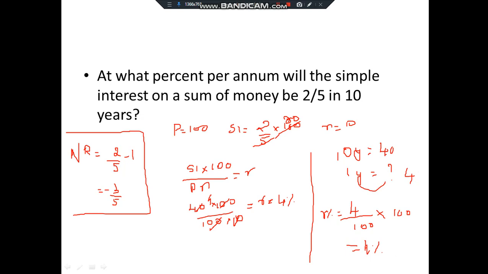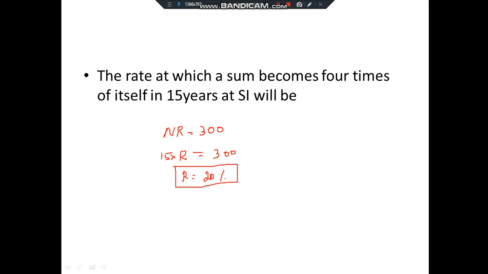The rate at which a sum becomes 4 times of itself in 15 years at SI will be. Very easily you can write NR is equal to 300. So R, because it is 4 times, so t minus 1 into 100, t is 4 minus 1 into 100 which is 300, okay? And n they have given, you will find the R is equal to 20%, okay?